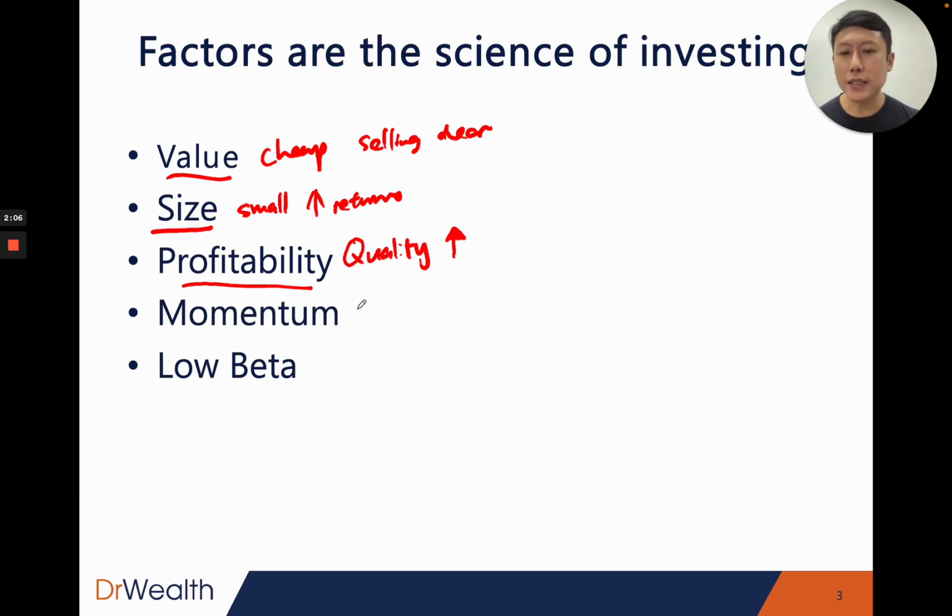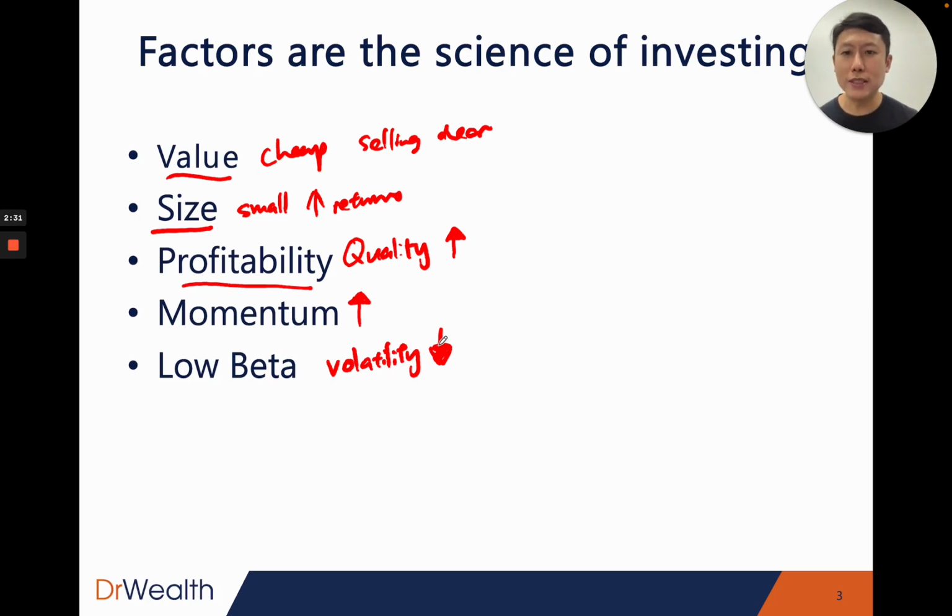And the fourth one is momentum, right? And momentum, the higher it is, the more returns it is going to deliver. This is more of the short term, which we will address in more detail later. And the last one is low beta, and this is referring to the volatility. The research shows that lower volatility actually delivers higher returns, right? So these are the factors that are out there, proven to deliver higher returns.